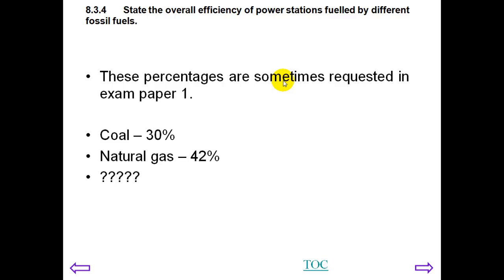The overall efficiency of power stations. This depends on the source and depends on the power station, but on average, coal is around 30%, natural gas is 42%, and oil is about the same as well. Sometimes these questions are asked in paper 1.